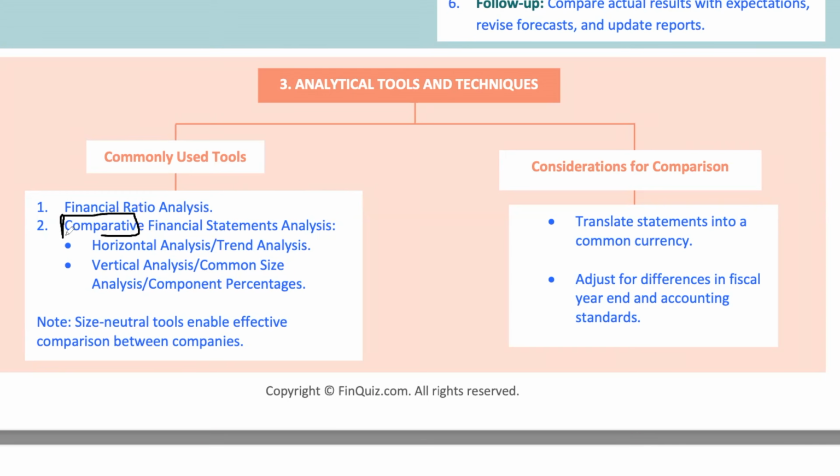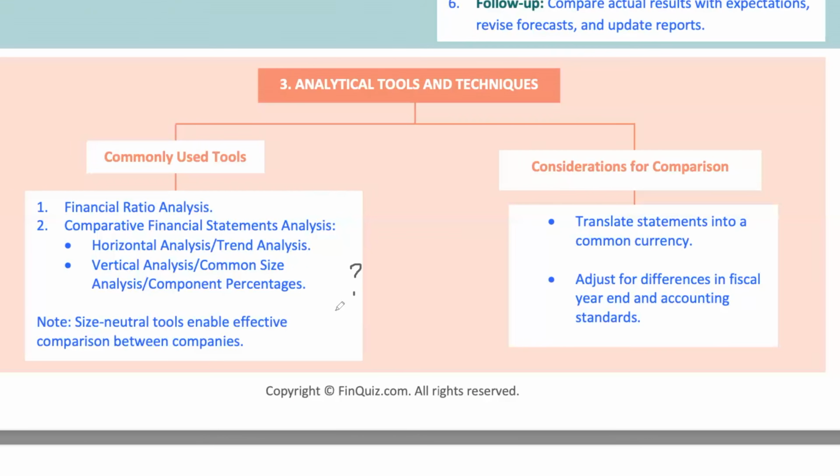Comparative financial statements include horizontal, trend, and vertical common size analyses. Horizontal analysis lets us compare the same financial statement over different periods. Think of it like looking at year-over-year growth. Vertical analysis, on the other hand, expresses every line item as a percentage of a base figure, like total assets or sales, helping us see what's growing faster or shrinking.